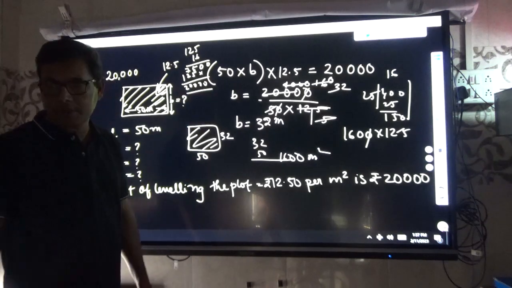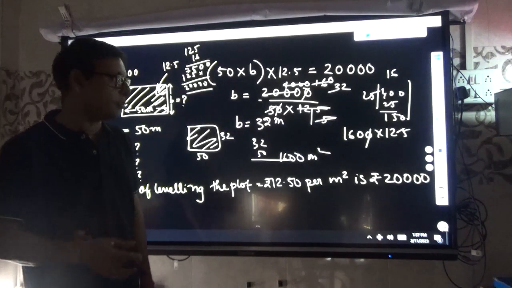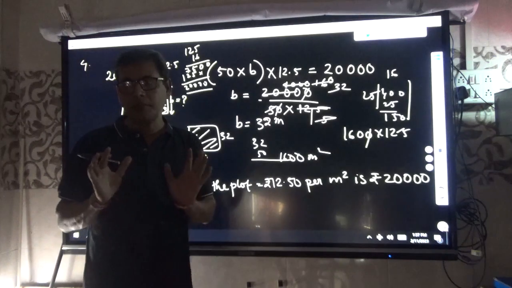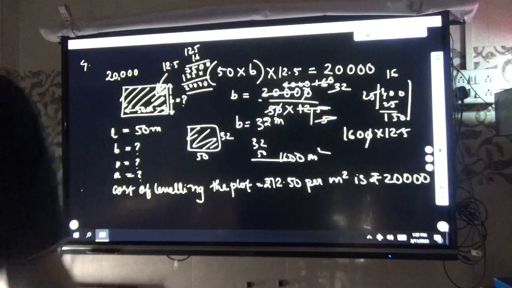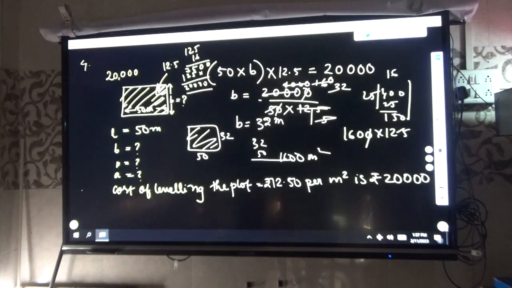₹20,000. So our answer is correct. Yes. Okay. Now come to the board and explain what you have understood from this. Go to the next page and explain the detail.